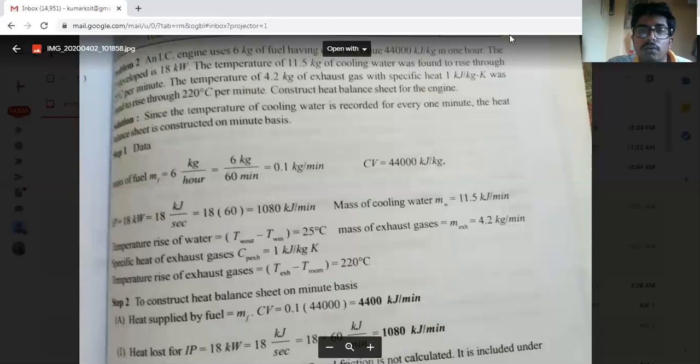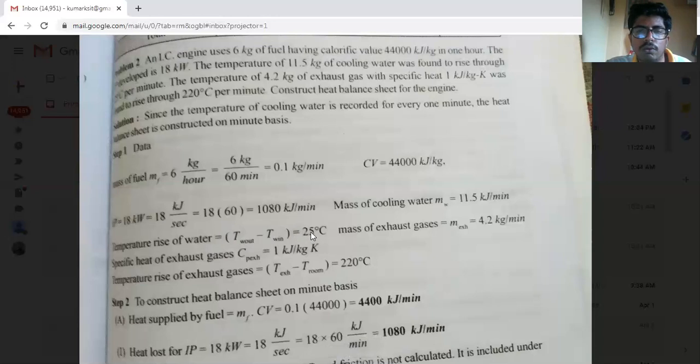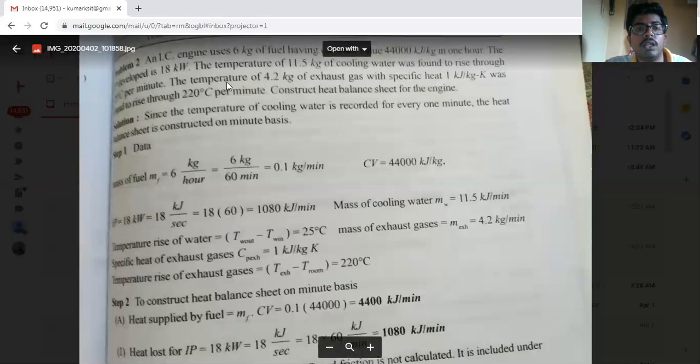So it was found to rise. Rise means they are given directly the water inlet temperature and outlet temperature. So that is TW out minus TW in is equal to 25 degrees centigrade. The temperature of 4.2 kg of exhaust gas, so mass of gas mg is equal to 4.2 kg per minute, was found to rise with specific heat 1 kilojoule per kg Kelvin. So that is CPG they have given.